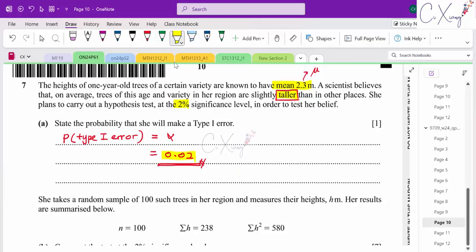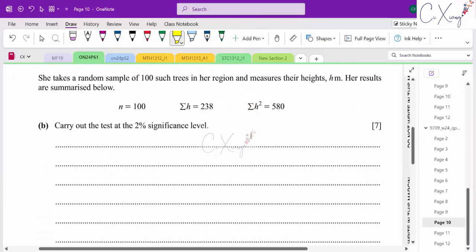Okay, so this is just a fact that you need to know. When you're having a continuous random variable, right? So they're talking about the heights. My height is the continuous random variable. The probability of the type 1 error is always the significance level, which equals 2% or 0.02 in this question. Okay, then let's continue further.